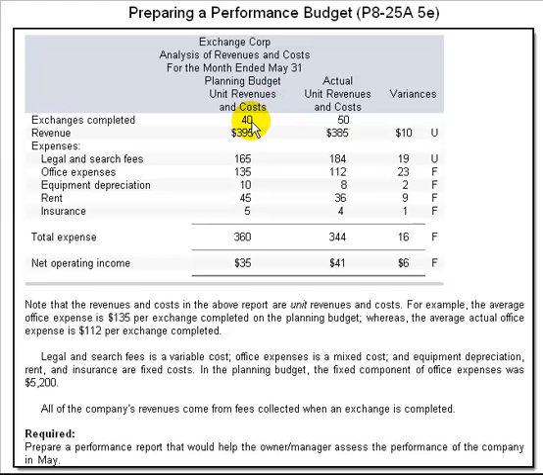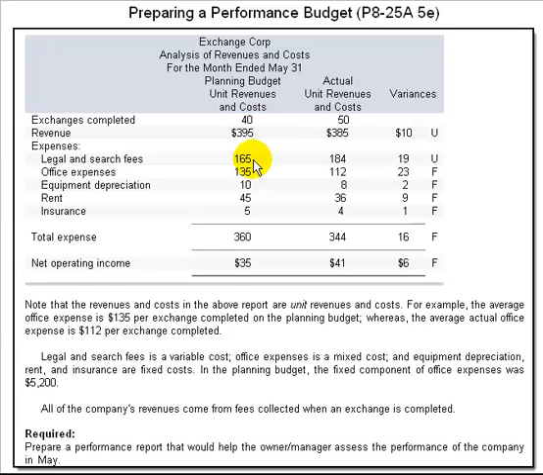There's been 40 exchanges completed, revenue of $395 each. This was the planning budget. In this column we see the actual exchanges completed and the unit revenue, and then the variance. So we actually had $10 in variances that were unfavorable, and that's because the variance was $10. Well, it's on a per unit basis. So a $10 variance is unfavorable, $385 versus $395.